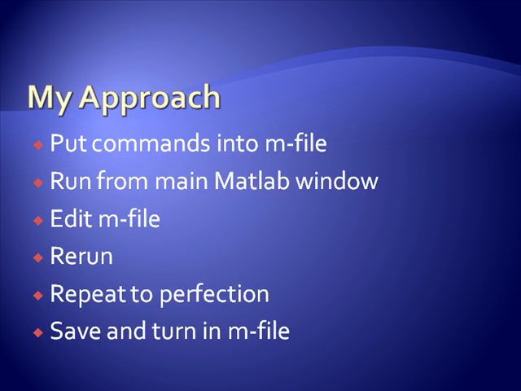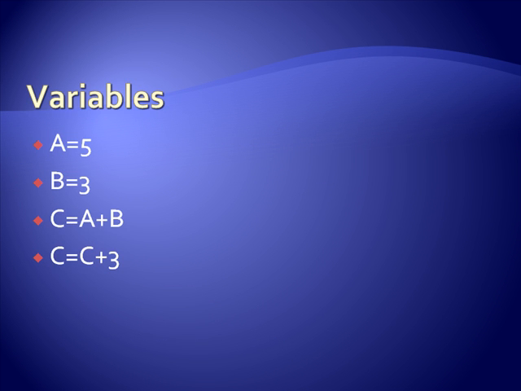So let's just see some of the basic commands in MATLAB. Assigning values to a variable is quite simple. You just say a equals 5, for example, and that'll set a to be 5, b equals 3, c is a plus b. All this works exactly like you'd expect it to.